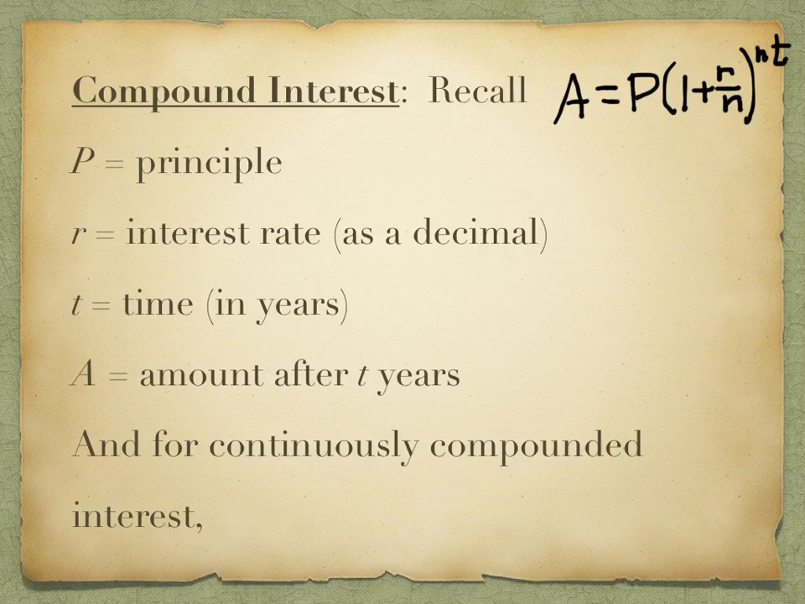R is your interest rate. Interest rate is usually given as a percentage, like 7%. But the R in the problem is not written in percent form. It's changed to a decimal, so you put 0.07.